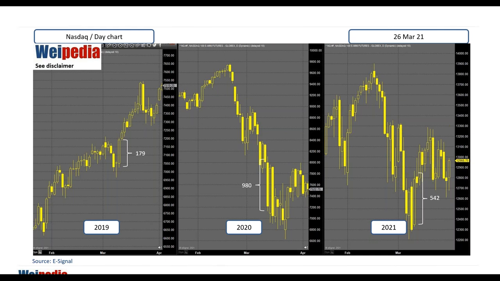How about today in 2021? This is March, and today we're at the end of March. You can see that the average daily range is 542 points. Now, all these points will not make sense until you convert them to percentage. What do I mean by that? Let's go back to 2019. The average range is about 179 points, and if I divide it by the NASDAQ level then, which was 7,100, 179 divided by 7,100 gives me about 2.5%.